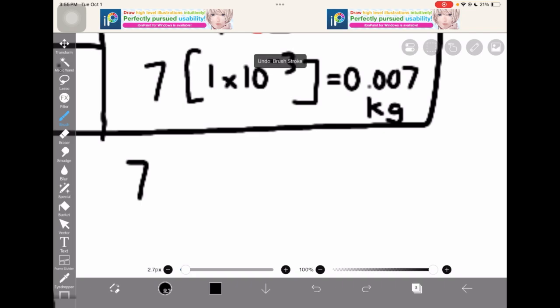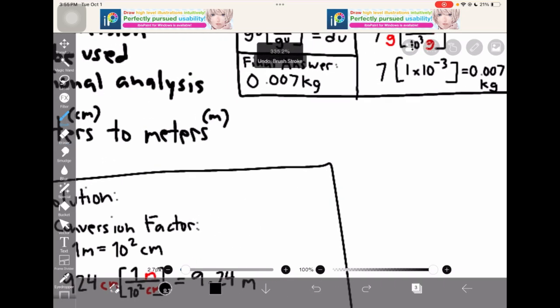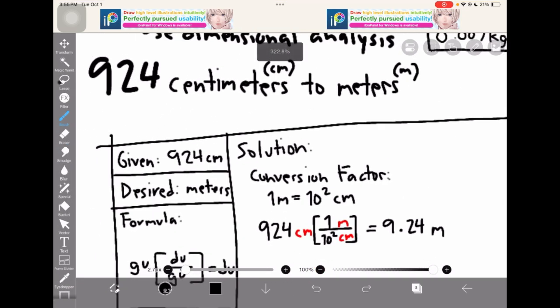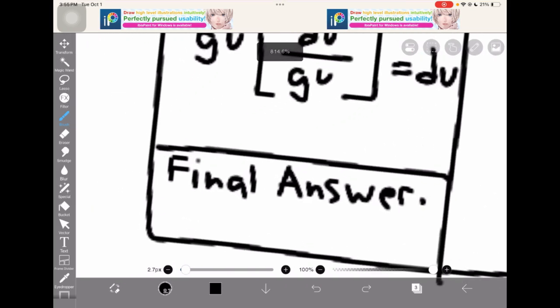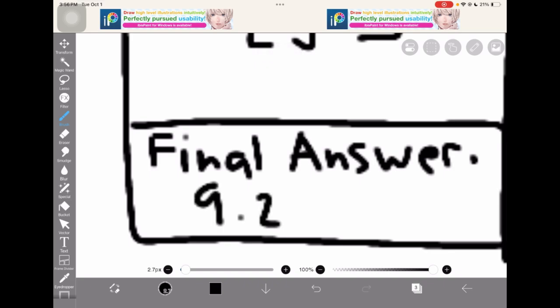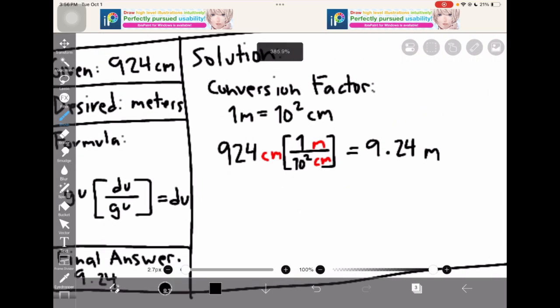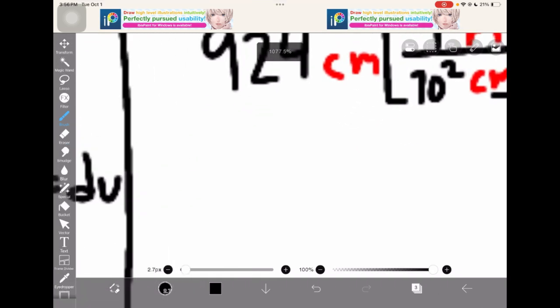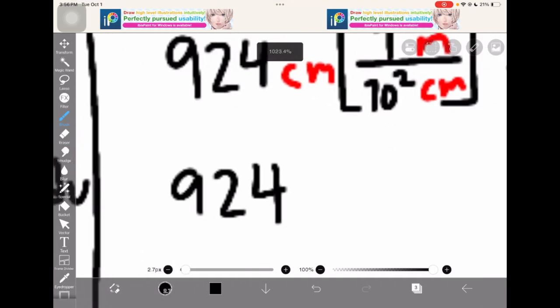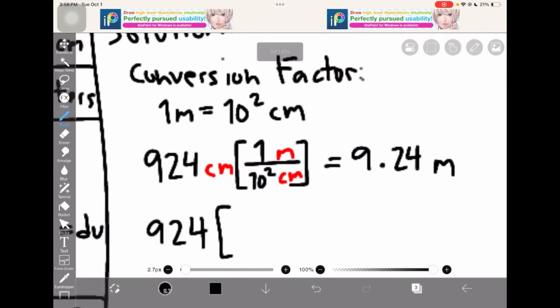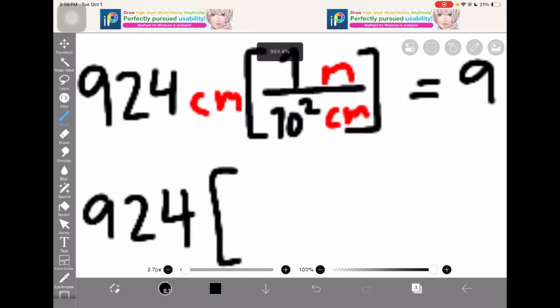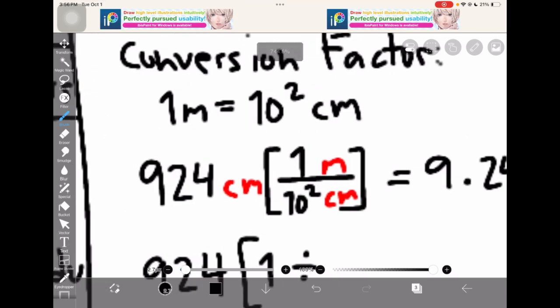Now that you know how to convert the units, we're going to try again. So 924 centimeters to meters is actually 9.24 meters, but I'll explain how I get it. Our given is 924 centimeters. So that's 924, and then we put our first desired unit, which is 1, using our conversion factor, of course, 1 meter. So 1 divided by how many centimeters are there in a meter?